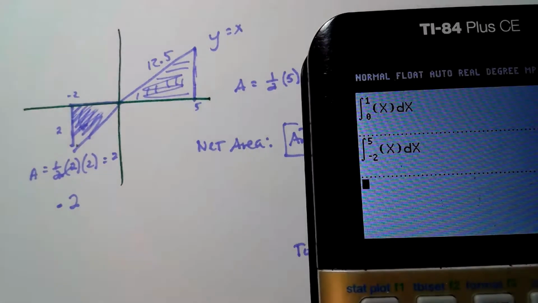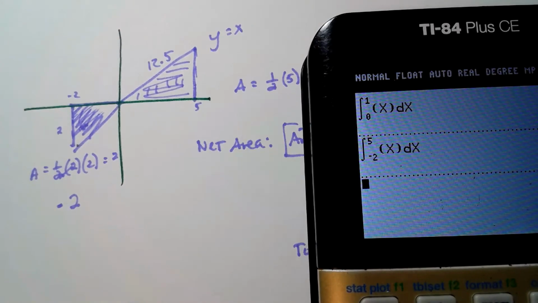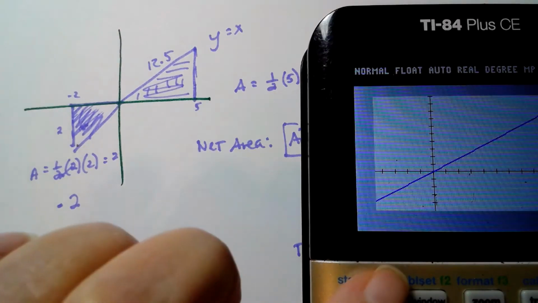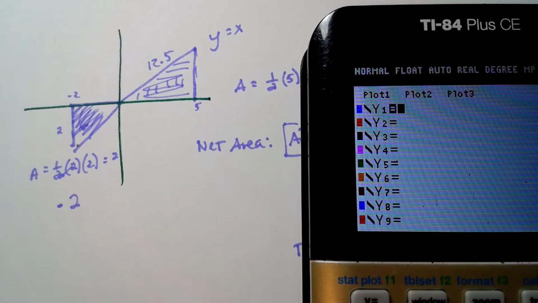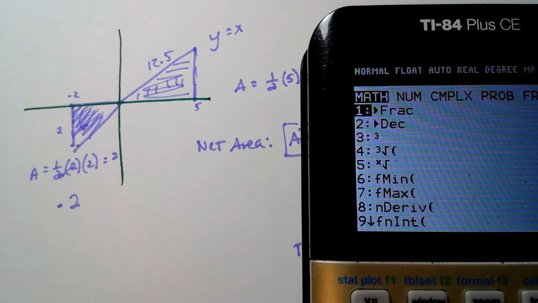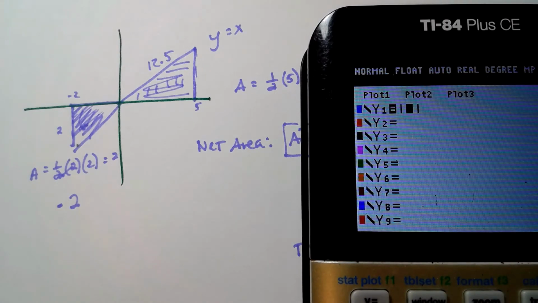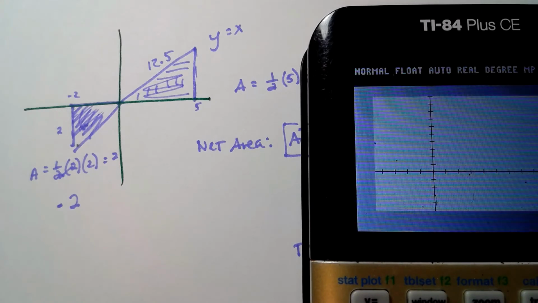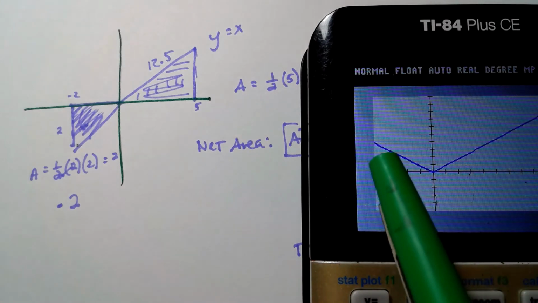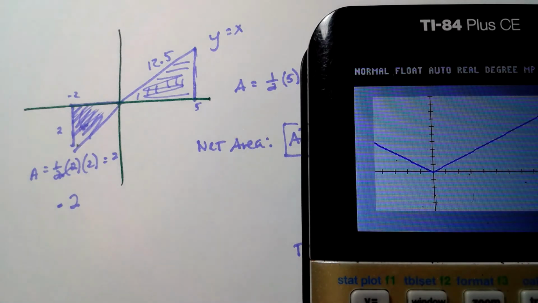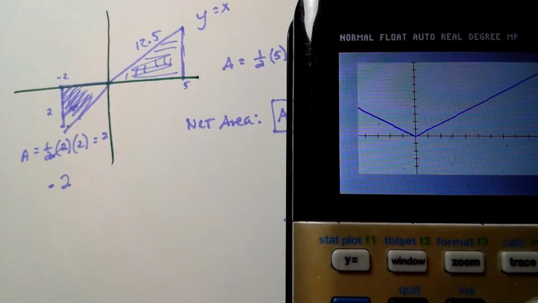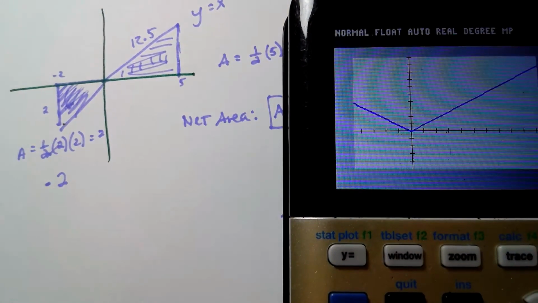If I want the total area of this thing, then I have to graph the absolute value of the function. So that's just math, right arrow, 1. Okay, and I'm going to put an x in there. Now if I graph that, graphing that is taking all the area below and bringing it above the x-axis.